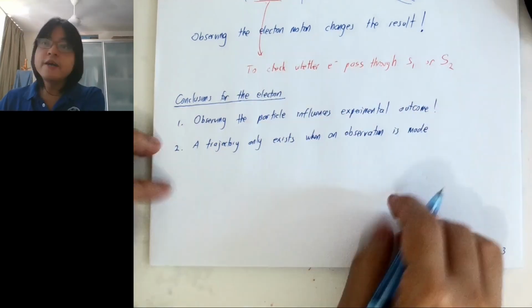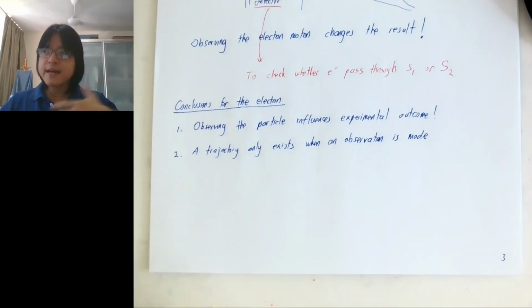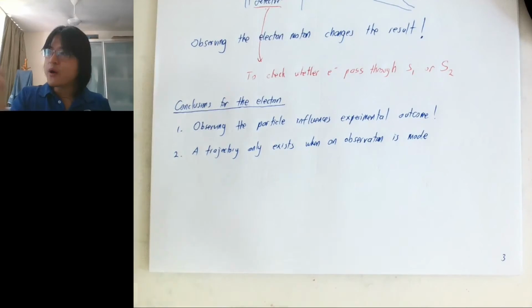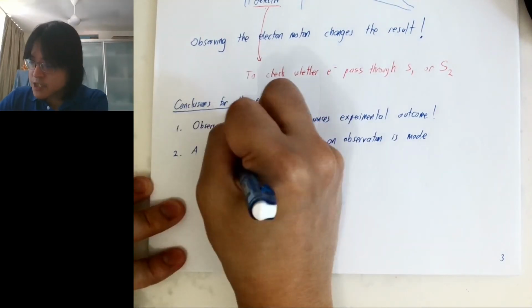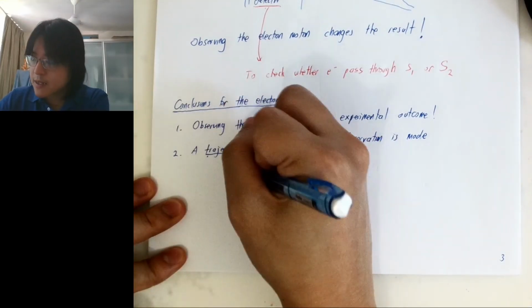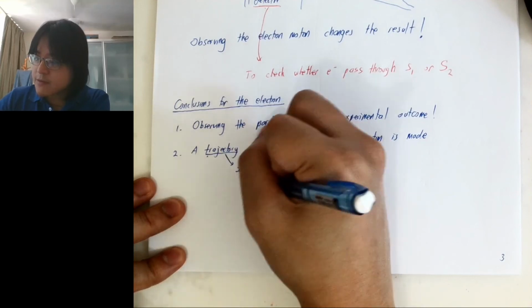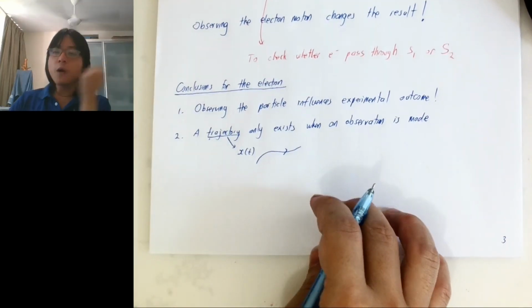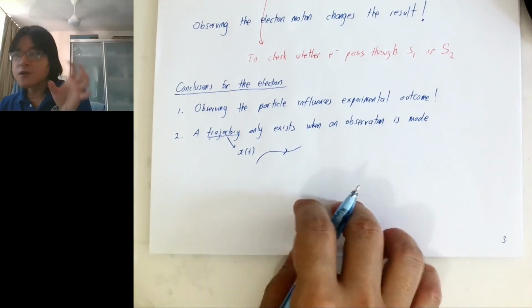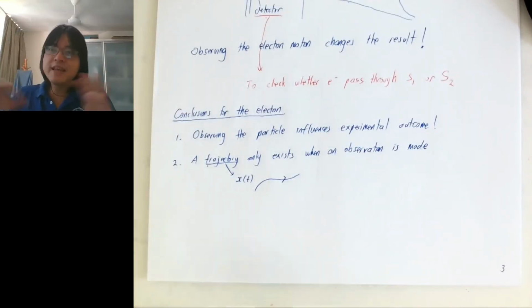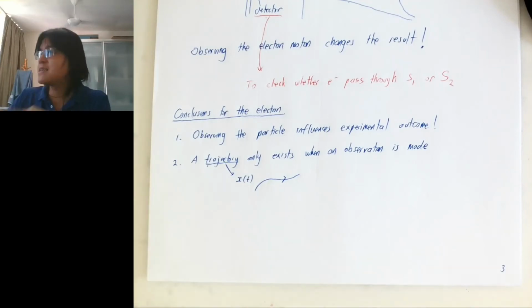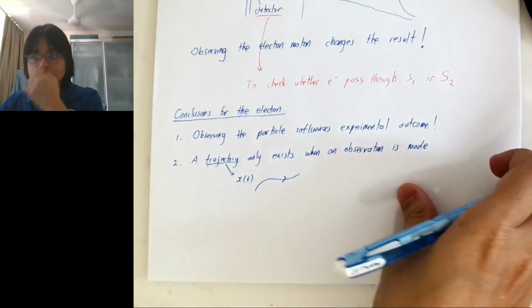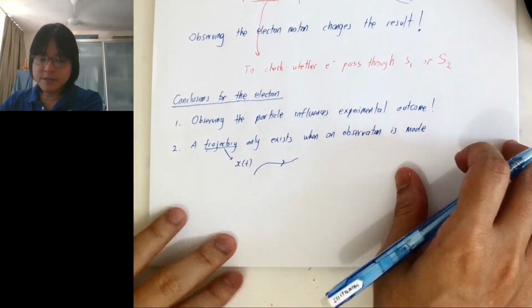So if we do not observe it, then it's like a wave. It's not one point moving on a curve. By trajectory I mean the motion of the particle, it follows a curve at some time t. So it only exists when you observe it. If you don't observe it, it's like superposition, like the cat is dead or alive. It's slit 1, slit 2, don't know. So that is one consequence of this.